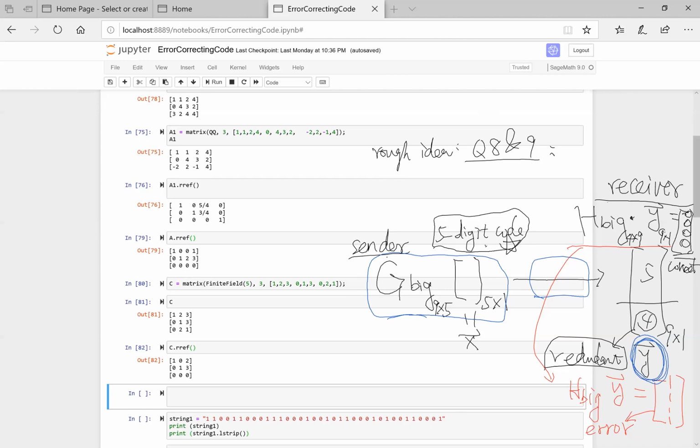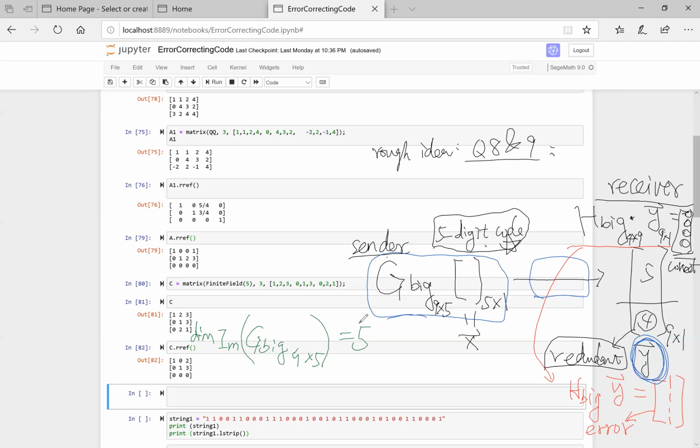So now problem 8. What's the mathematics behind this? First of all, the pair of matrices are chosen in this way. GBig is 9 by 5, right, and its image has dimension 5, because we have at most 5 column vectors, and they span a 5-dimensional vector space. They are linearly independent. You can check.